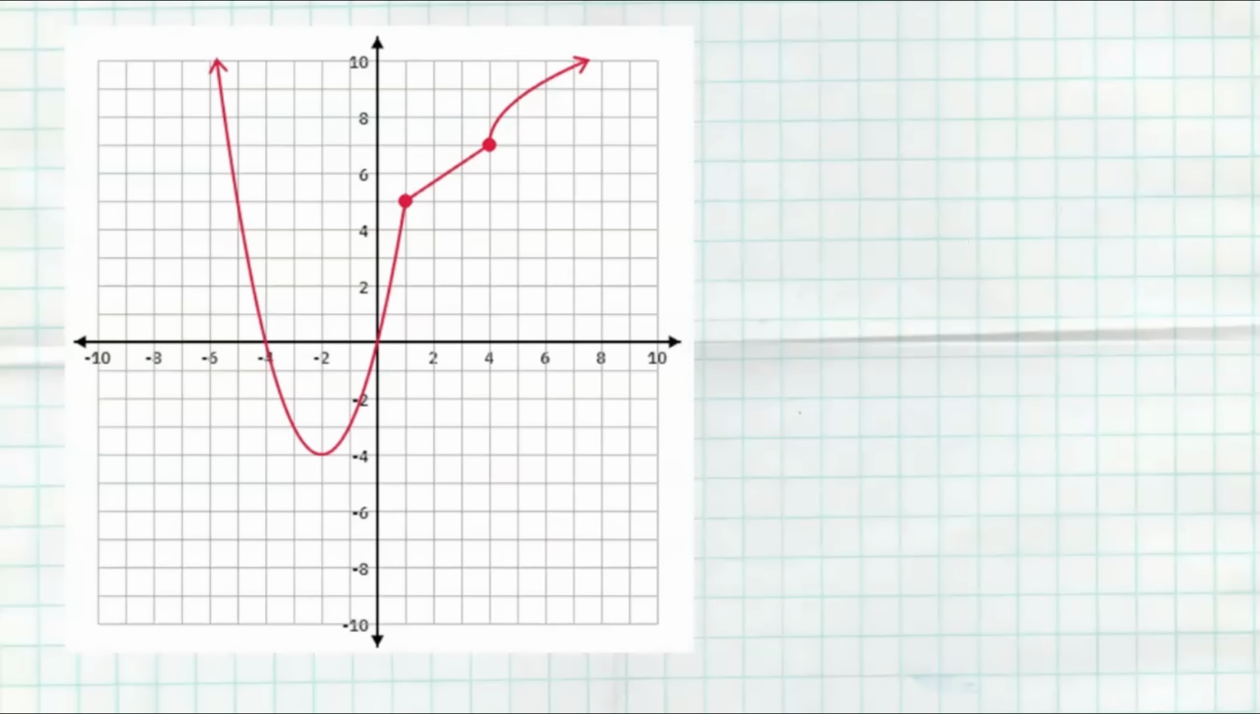Now, when we look at a graph, all we have to do is look. Where do we see the function values going down? We see that that's going to happen here to the left of negative 2. So any value from negative infinity way over here up to negative 2, our values are decreasing.